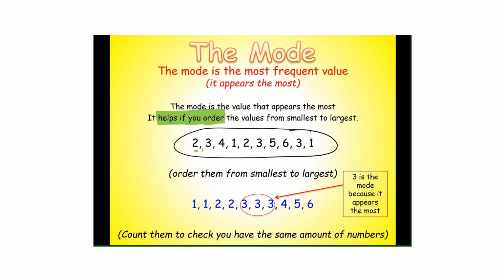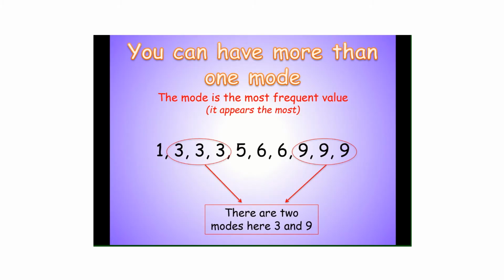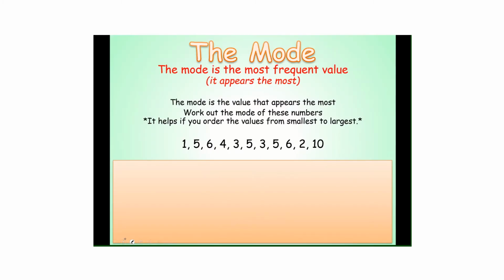So they've taken 2, 3, 4, 1, 2, 3, 5, 6, 3 and 1, and they've put them in order here, and then it's much easier to see that there are 3 threes. There are more threes than anything else, and so 3 has to be the mode. Okay, we also talked about the fact that sometimes there can be more than one mode. So in this example there's 3 threes and 3 nines, so the mode is 3 and 9.